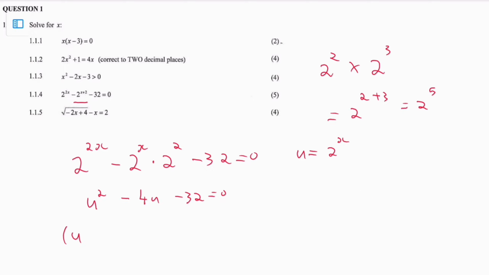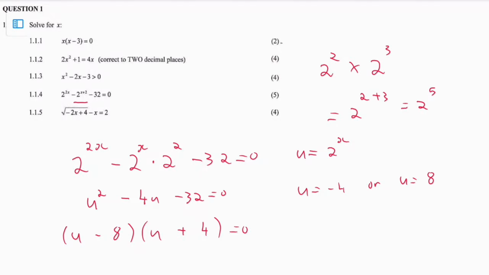So what we're going to do is we've got our u here, and we said we're going to use 8 and 4. We want the larger number to be negative and the smaller one to be positive, so that when you say negative 8u plus 4u, you get negative 4u. Negative 8 times 4 gives you negative 32, and obviously you have u squared, equals 0. So we can say u is equal to negative 4, or u is equal to 8.